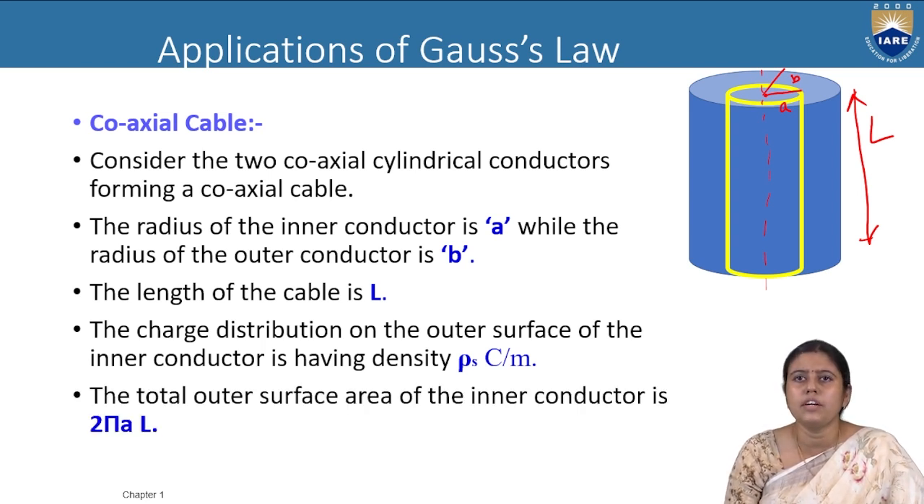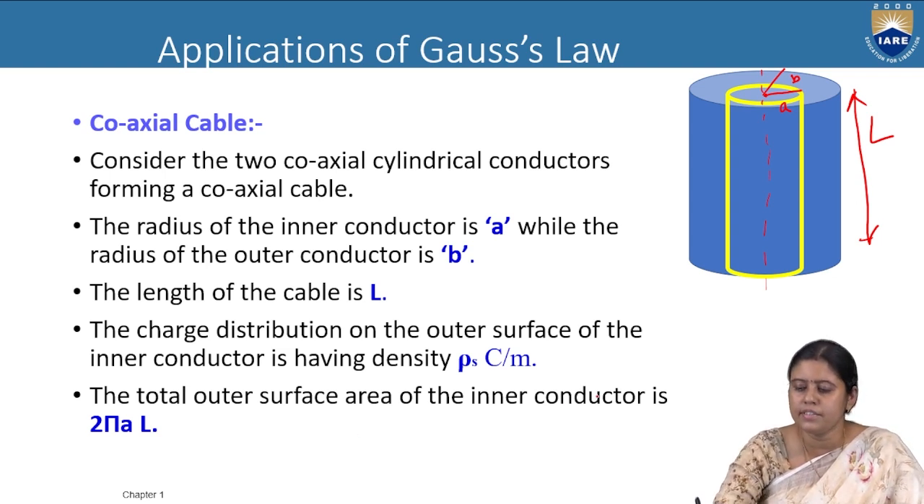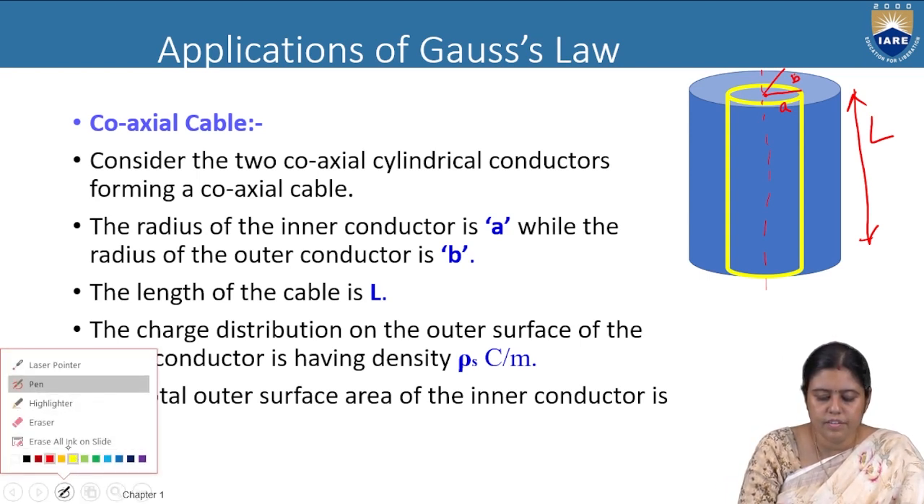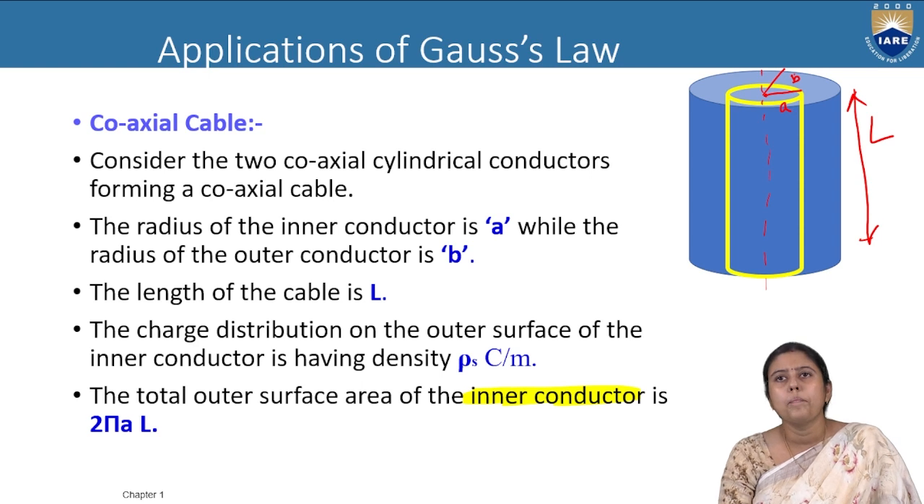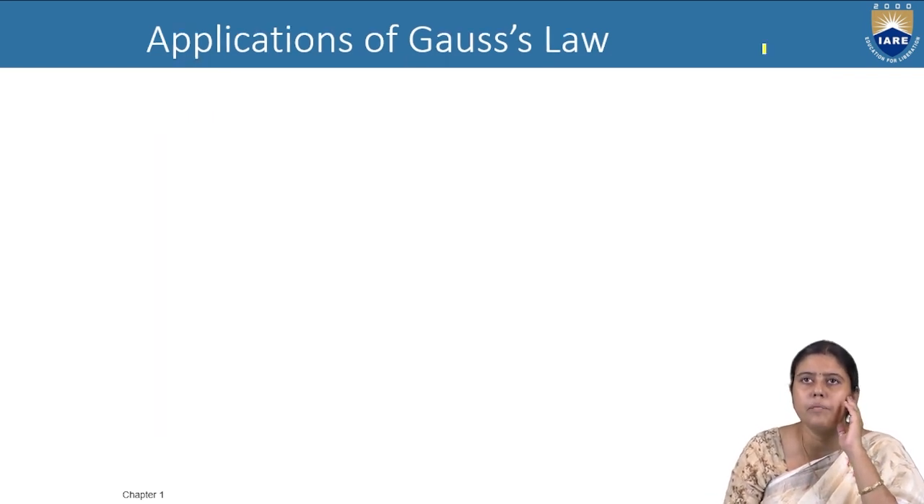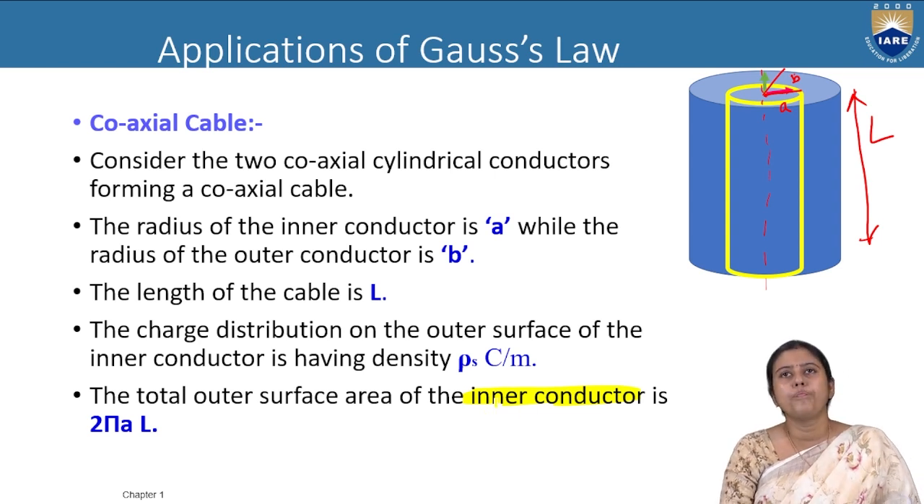And what is the total outer surface? The total surface area of the outer surface of the inner conductor will be 2 pi a L, if the radius is a. If the radius is b, then what will be the value? It will be 2 pi b L. The total surface area of the outer conductor will similarly be 2 pi b L.